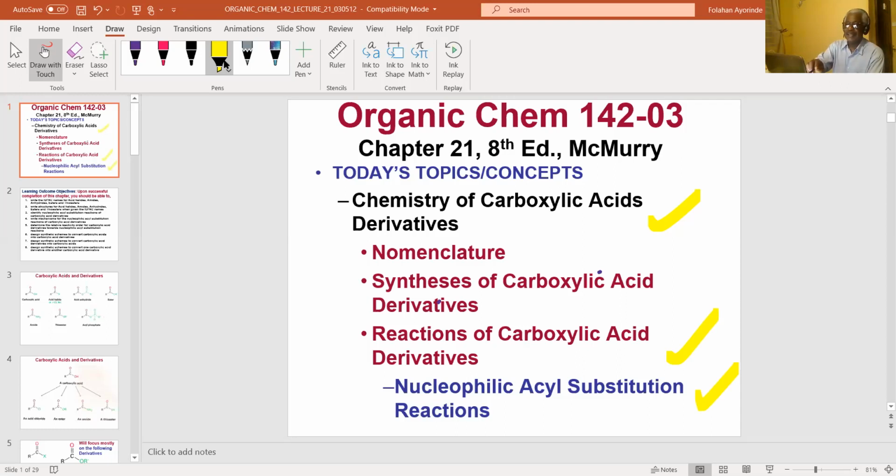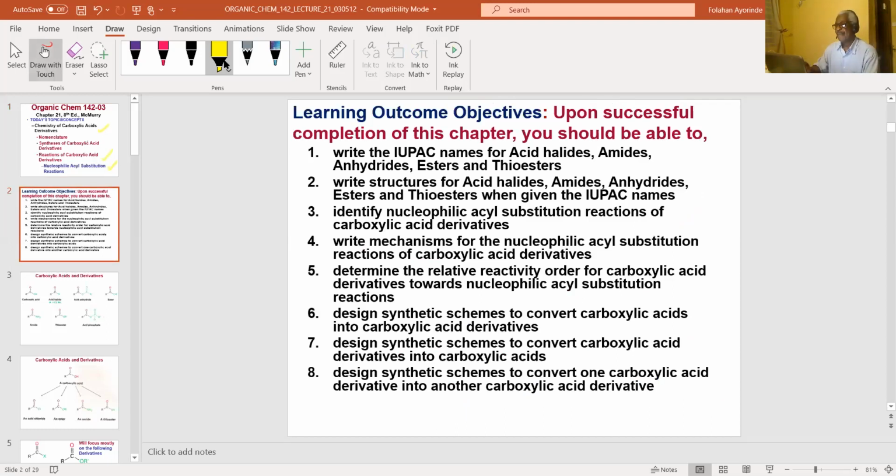And then, on the next slide, I let the student know the learning outcome objectives. In other words, upon completion of this chapter, I do expect that the student will be able to perform any one of these activities. And I also tell the students that they do not need to write all of this down, since I will be sending them the video of the lecture after each lecture.